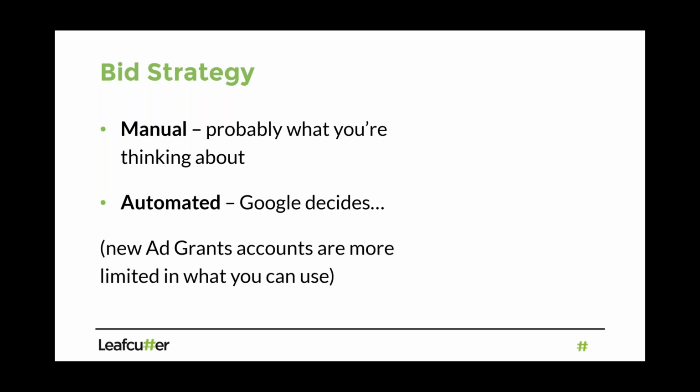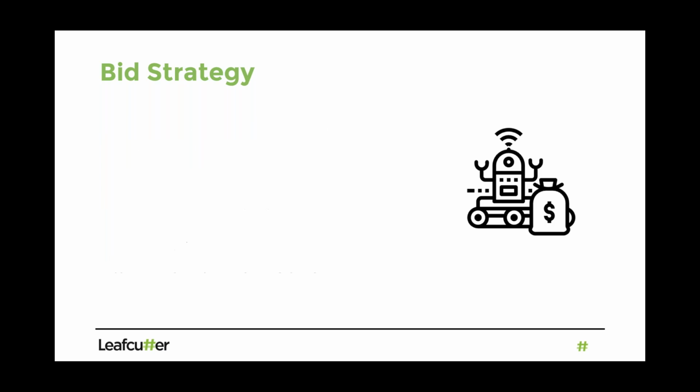New AdGrants accounts, unfortunately, are a lot more limited in what you can choose. You do have to choose an automated strategy, which is a bit problematic. But there are ways we can optimize this for the best results on the website. Again, it's about thinking what is a meaningful conversion for you. What can people do on your website, and you want to get them to do that thing? So, a bit of a weird thing to think about.